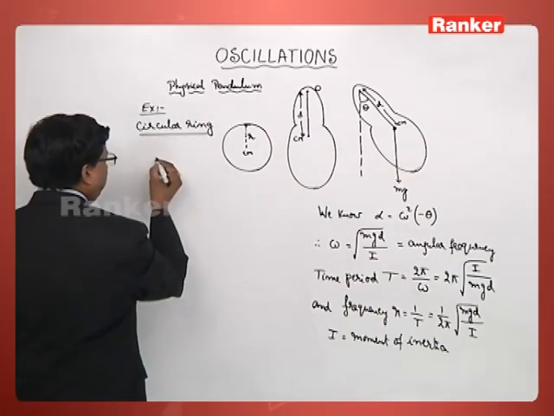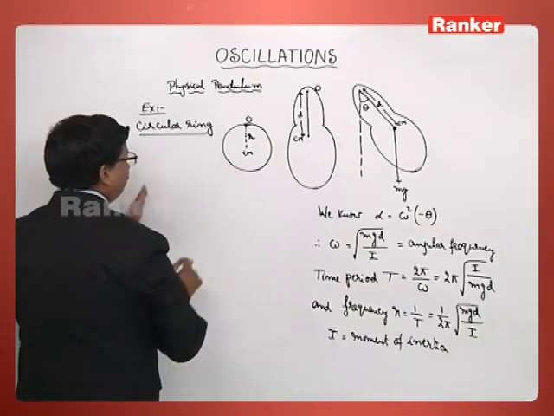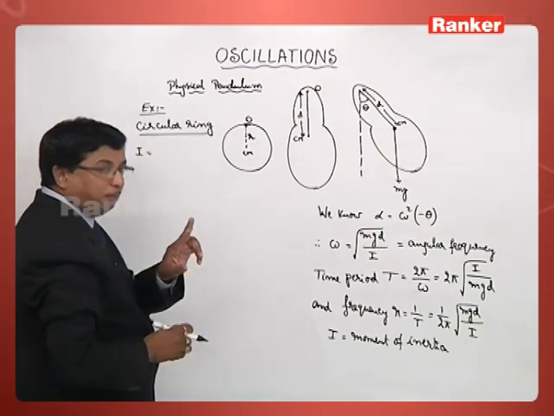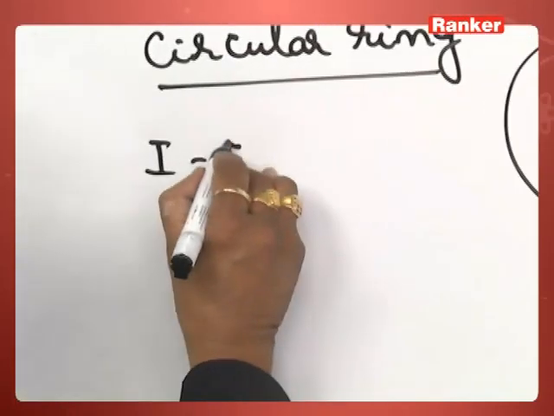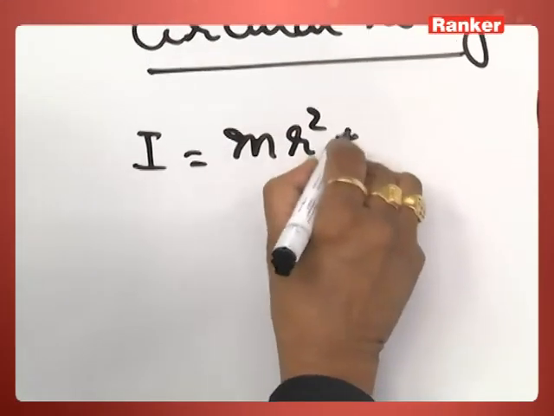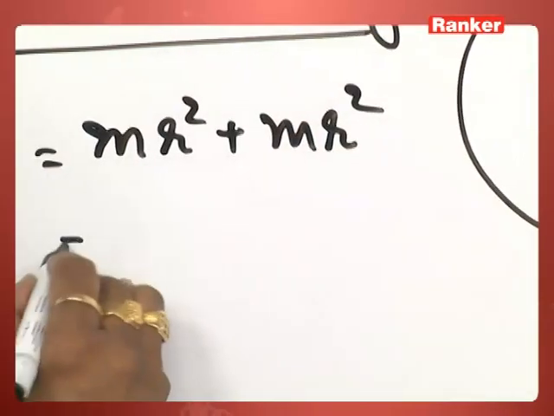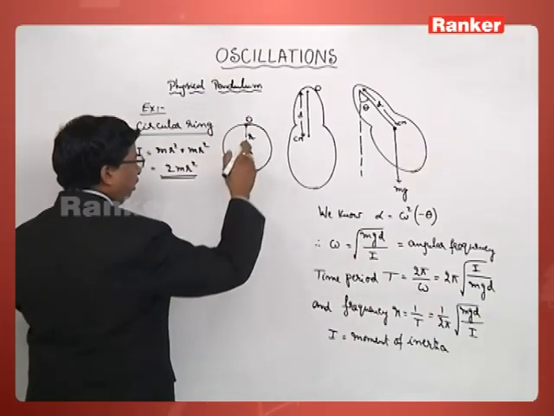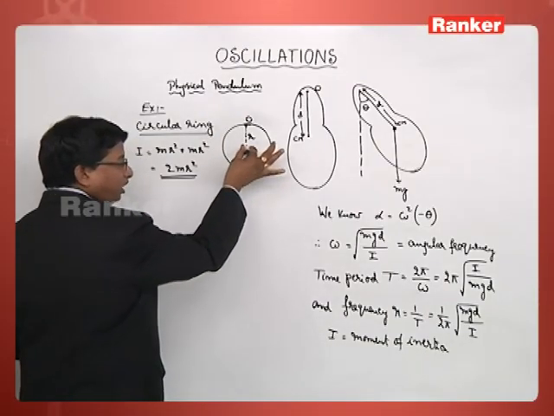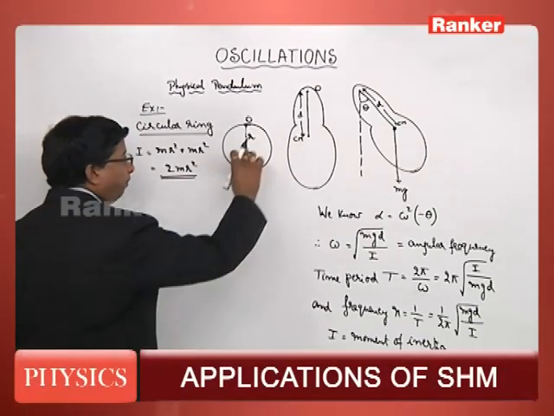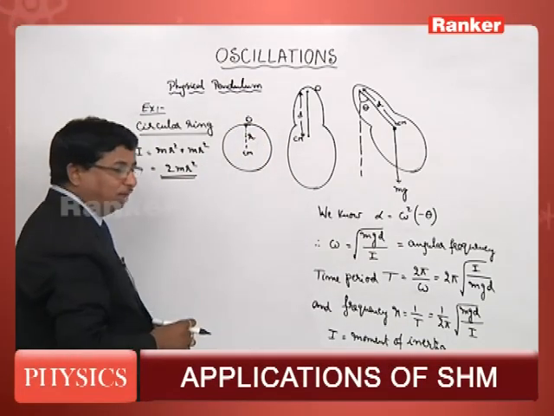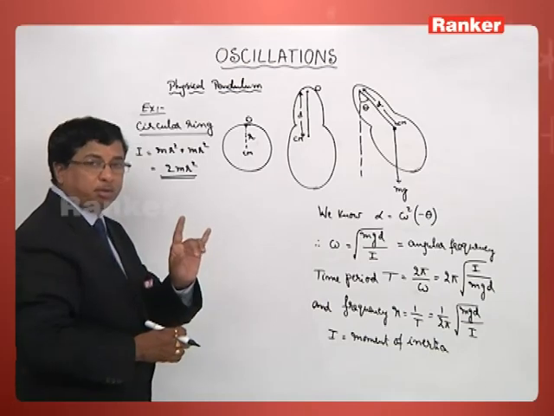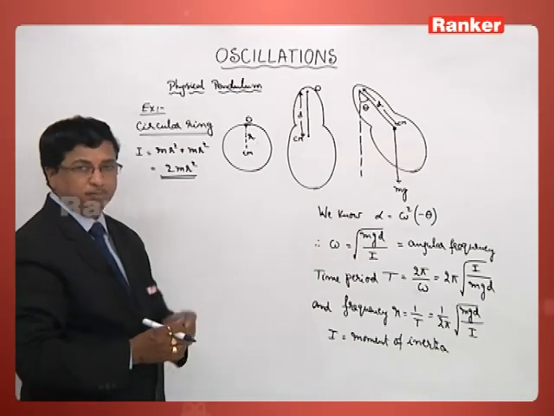Then for the circular ring, about this point O as the axis, what would be the moment of inertia? According to the parallel axis theorem, one can directly write mr square plus mr square. That now becomes 2mr square. Along the axis passing through its center of mass, it is mr square, plus mr square applying the parallel axis theorem. Therefore, this becomes 2mr square. That is the formula for moment of inertia of a circular ring.